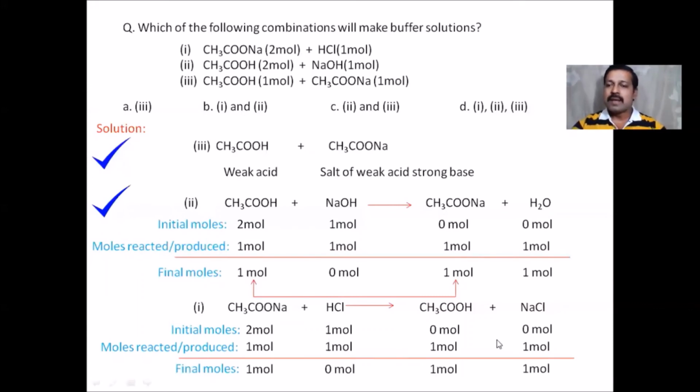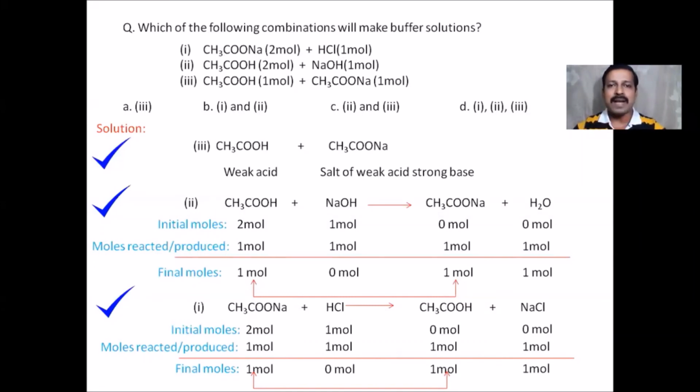Here also this will not interfere with our mixture because it is a neutral salt, neither acidic nor basic. And ultimately, after the reaction, finally what are the components left? Very easy to understand. 1 mole of acetic acid, that is weak acid, and 1 mole of sodium acetate, salt of that weak acid with a strong base. So dear student, tell me whether this mixture will be a buffer or not. Answer is yes.